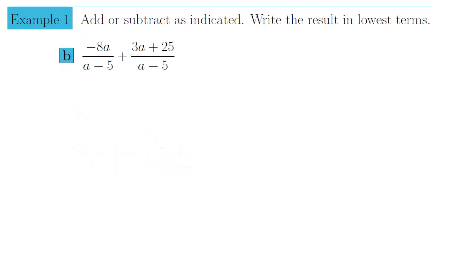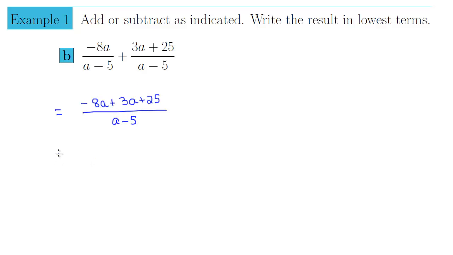Example 1b. Add or subtract as indicated. Write the result in lowest terms. Negative 8a over a minus 5 plus 3a plus 25 over a minus 5. Alrighty, let's begin by noticing that these are like denominators. And therefore we can simply add straight across by adding the numerators and keeping the denominator the same. That is, we have negative 8a plus 3a plus 25, all divided by the like denominator, a minus 5.